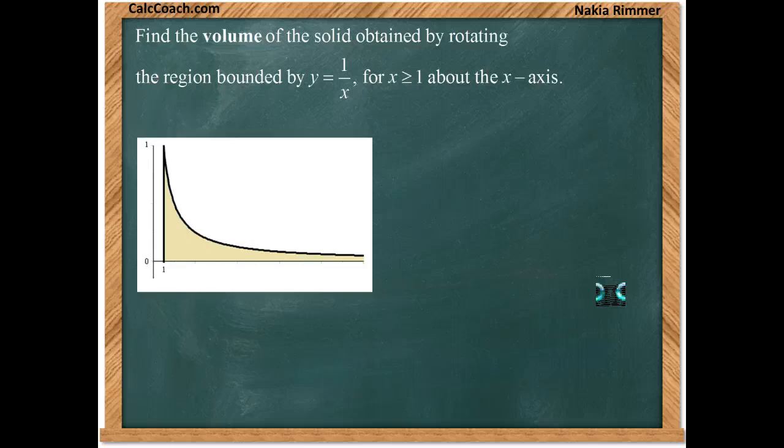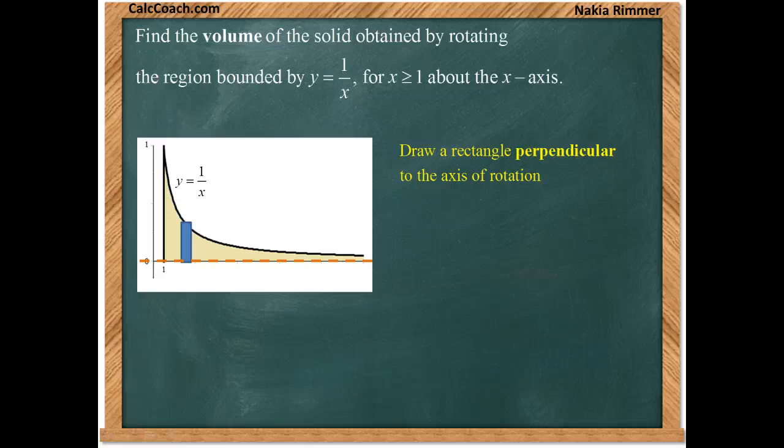Volume first. So we take this function and we rotate about the x-axis, and definitely going to go with the disk method here. Draw a rectangle perpendicular to the axis of rotation, and so that would be a disk, and the formula for volume with disk is pi times the integral from a to b of the radius squared. The radius is basically the height of the disk, which is going to correspond to the height of the function. And so we just integrate that from a lower limit of 1 all the way to infinity. This goes on forever.